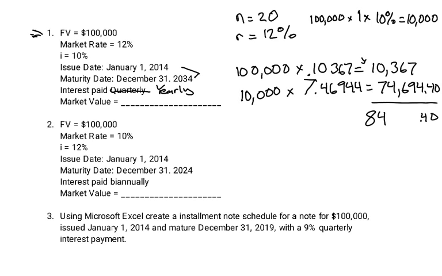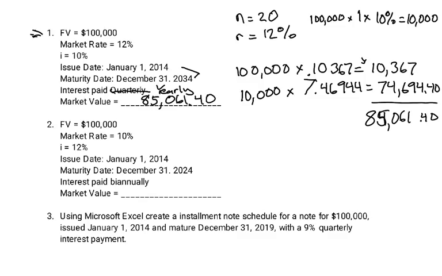Let's make sure. No, we're going to get $85,061.40 as the market value. So that would be your answer, $85,061.40 for your market value. So that's how you would calculate a bond if there was a discount.